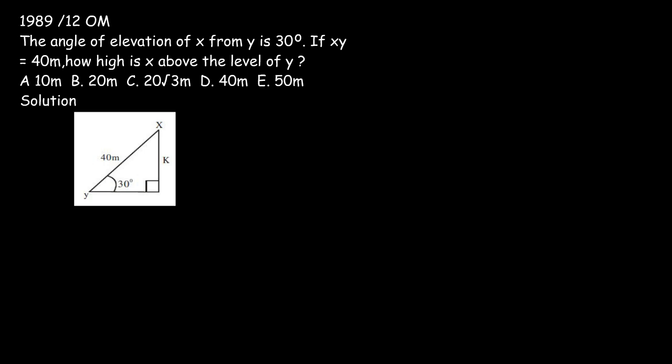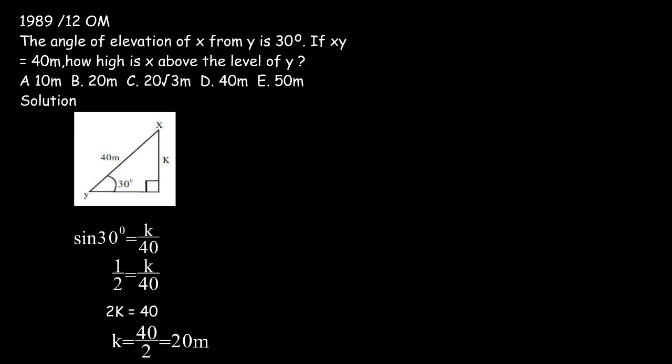And from our trigonometric ratio, we are going to be using sine theta, which is equal to opposite over hypotenuse, because we know our hypotenuse to be 40 meters. So substituting, sine 30 degrees will be equal to k divided by 40, and sine 30 is equal to 1 over 2. So 1 over 2 will be equal to k divided by 40. Cross multiplying, 2k will be equal to 40, and dividing both sides by 2, k will be equal to 40 over 2, which is equal to 20 meters.